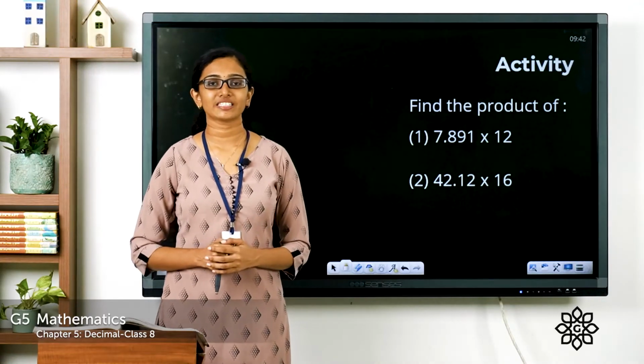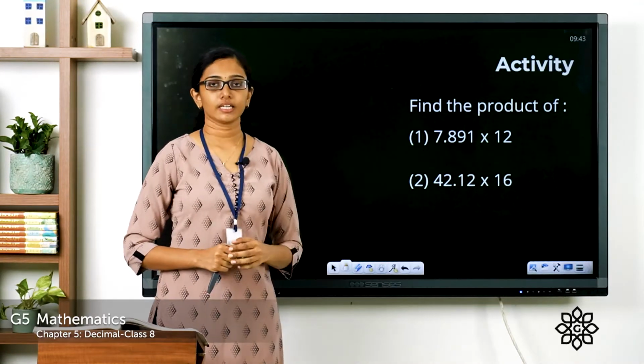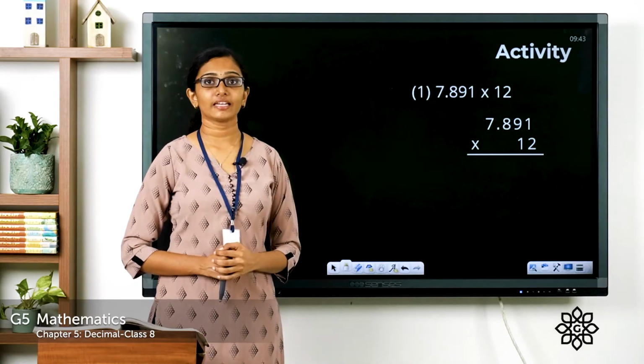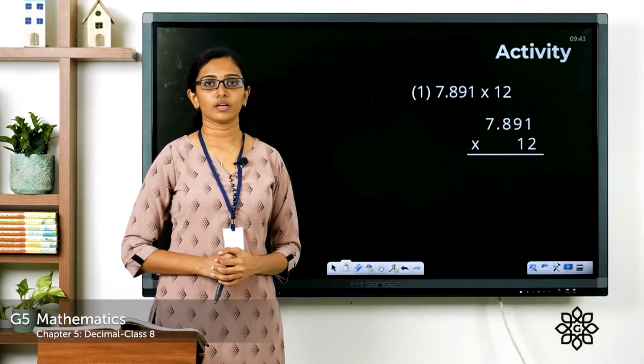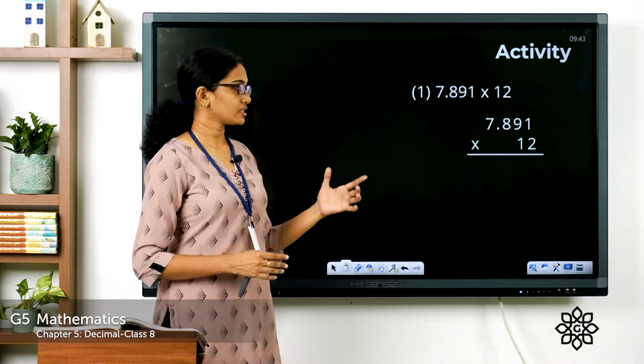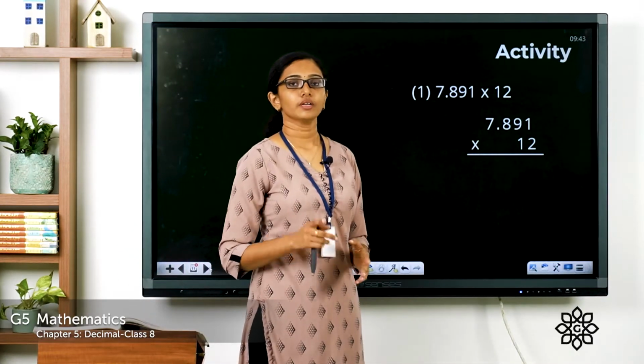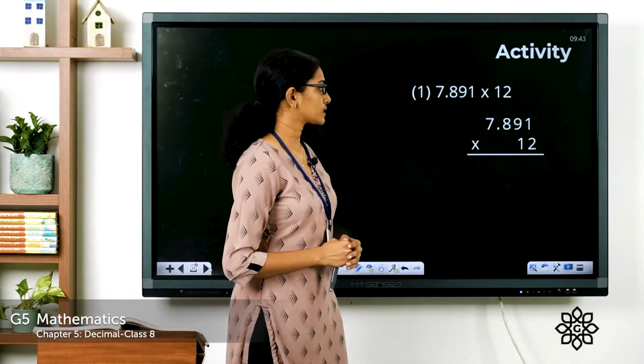Hope you are done with the questions. Now let's discuss each question one by one. The first question, 7.891 into 12. What is the product? Let's do the multiplication. Let's multiply the given numbers ignoring the decimal point first.